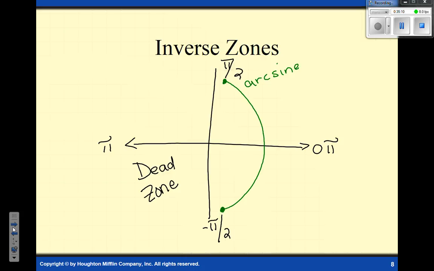All right, now let's do cosine. I'll do cosine in blue. Where should cosine go? 0 pi. I'm starting it here at 0 pi. 0 pi is an okay answer. And I'm going all the way over to pi. And that's arc cosine.